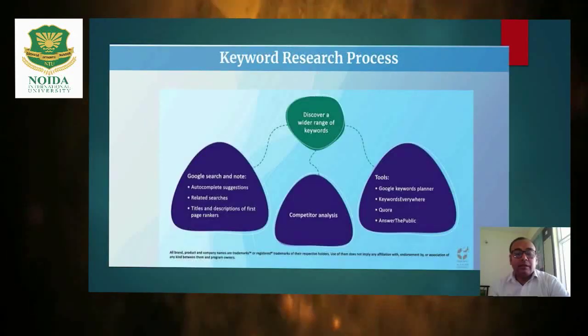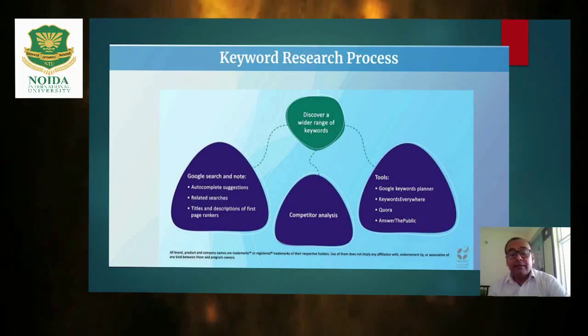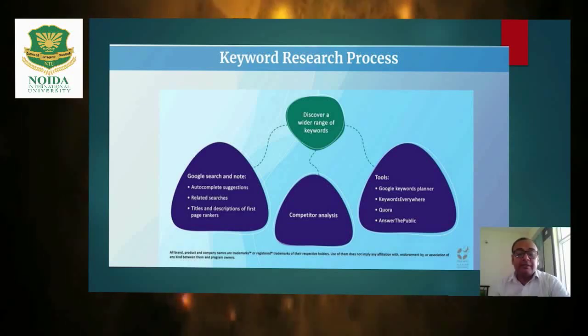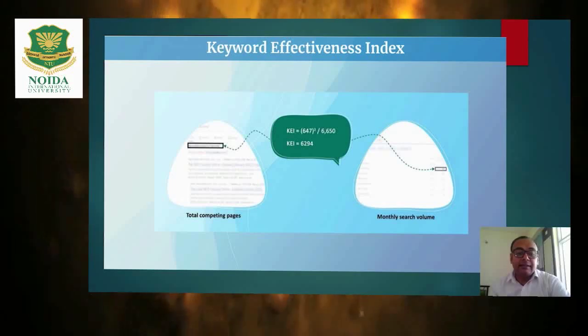If you talk about the keyword search process, Google search and automatic suggestions are there. Related searches are also there, as well as titles and descriptions of first page rankers, so competitor analysis. As for the tools, there is Google Keyword Planner. There are also websites like Quora and Answer the Public. And one more thing is KEI, the Keyword Effectiveness Index. It is like the total of competing pages in a monthly search volume.